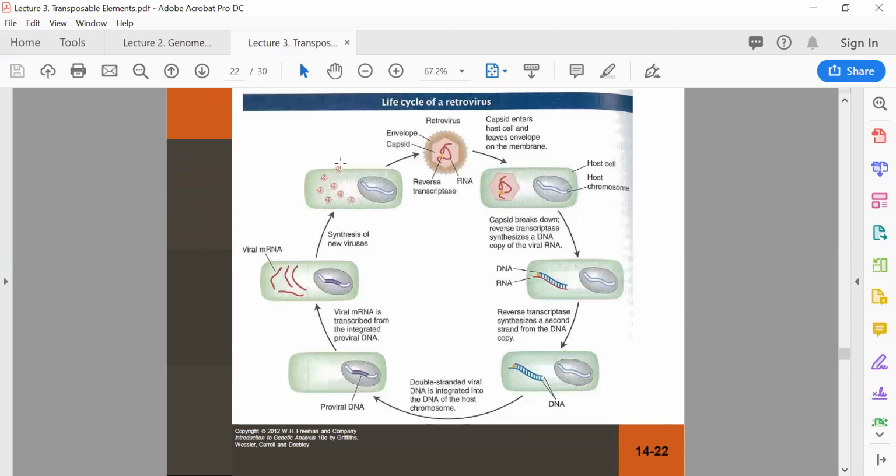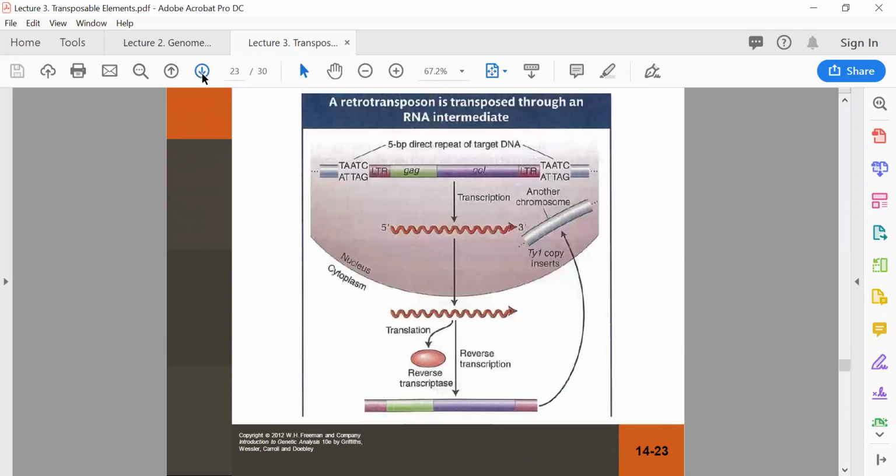When they exit, they'll take little bits of membrane with them from the plasma membrane, for example, and those bits of membrane will form this envelope, and now we have some new virions being formed. So that represents the life cycle of a retrovirus. All right, now we can understand these retrotransposons that were found in the two mutant yeast strains.